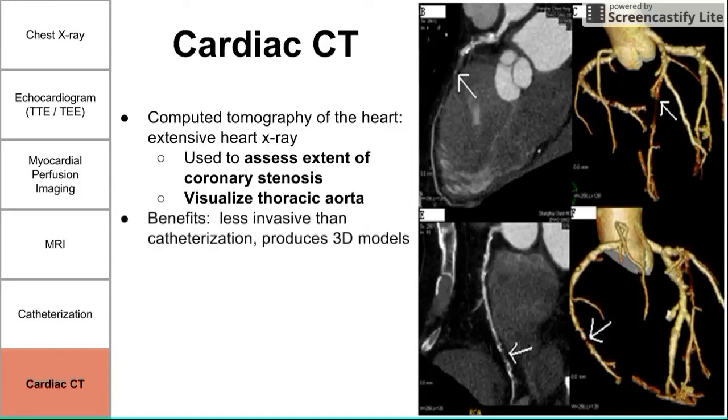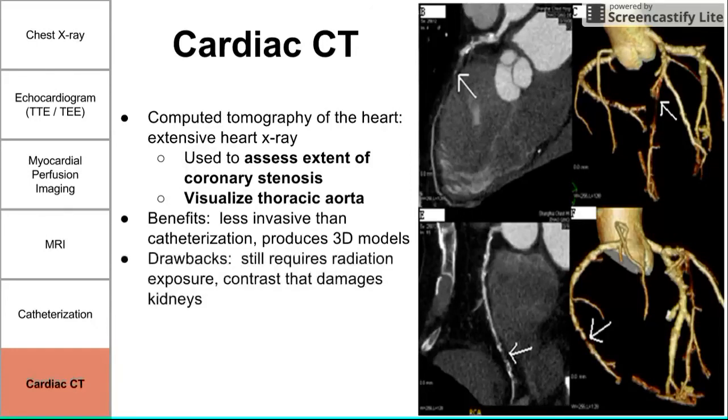The benefit of cardiac CT is that it's less invasive than catheterization. You're not actually putting anything into the body, and you can also produce a three-dimensional model, which is something that catheterization cannot do. And the drawbacks of CT are pretty intense radiation exposure, more so than chest X-rays and more so than MRIs. And of course, to get some pretty images, you usually have to use contrast that can damage the kidneys.